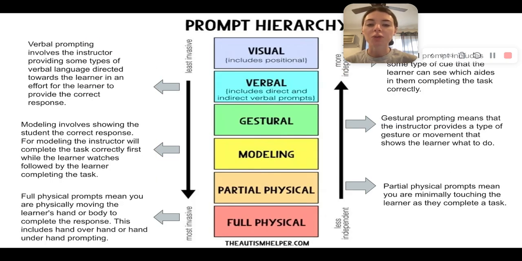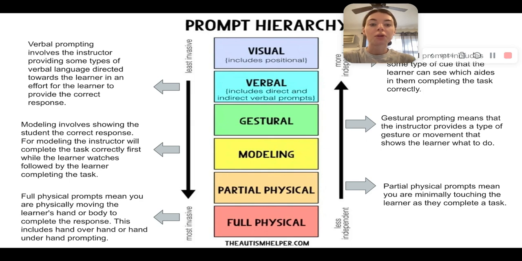Here you will see a visual of the prompt hierarchy. Starting off with the full physical prompt. The full physical prompt means that you are physically moving the learner's hand or their body to complete a task correctly. This includes hand over hand or hand under hand prompting. An example of a full physical prompt would be the instructor having their hand on the learner's hand and guiding the learner to write letters.